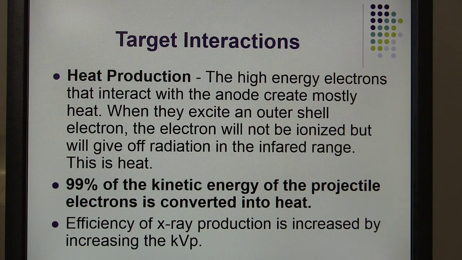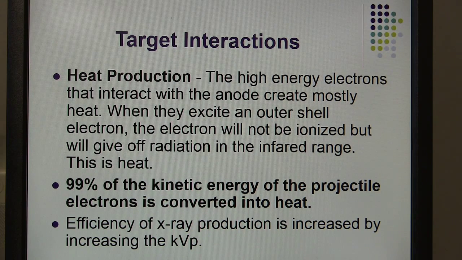Efficiency of X-ray production is increased by increasing the kVp, which is true, but there's a limit to what we can raise that kVp to in the medical industry. They can raise it higher. They can actually raise it to millions of volts in industrial applications, but we're limited to what we can do in the medical world. Okay, just keep that in mind, that most of the kinetic energy produced by interactions from electrons in the target result in heat.